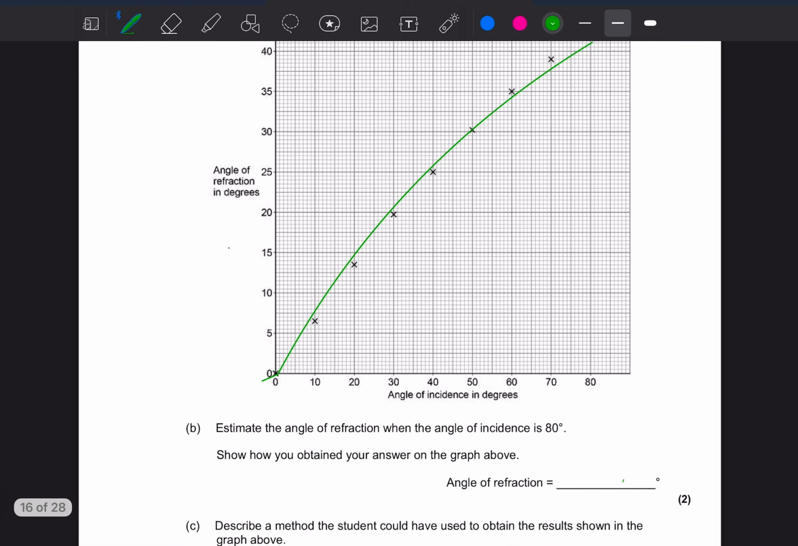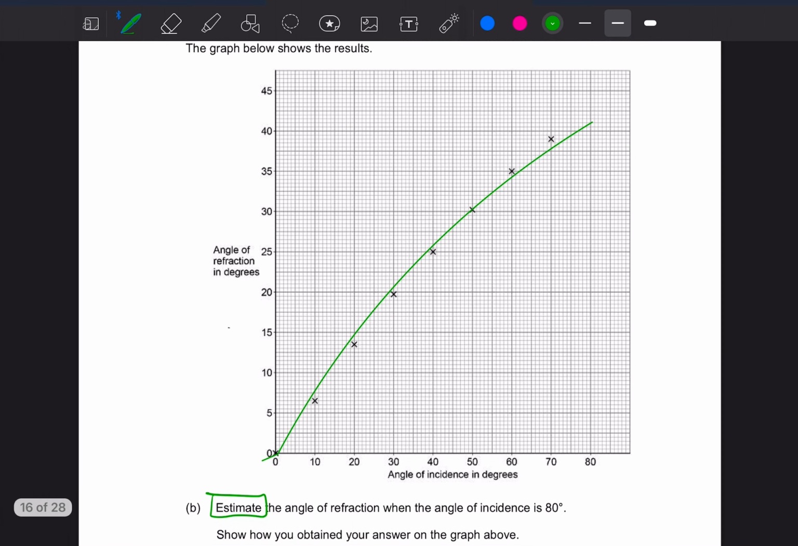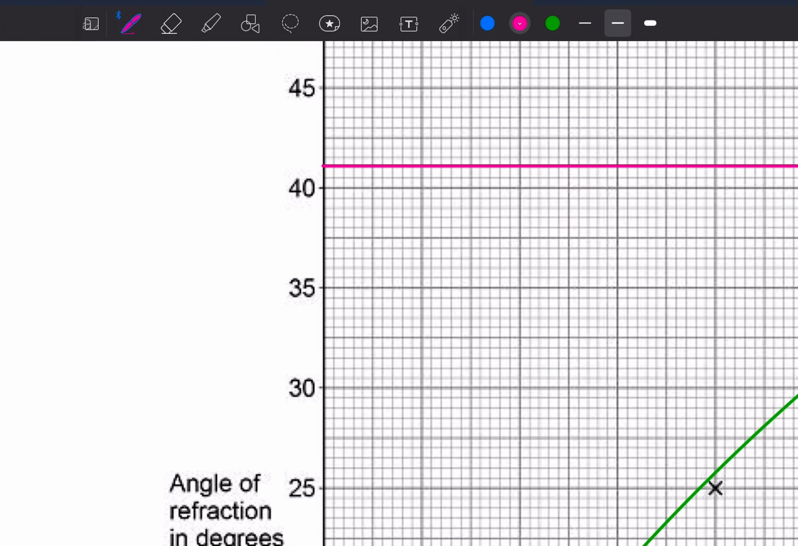So it wants us to estimate the angle when the angle of incidence is 80. I'm going to use a pink pen to make this a little bit easier. So we draw the line up to 80. The reason I'm estimating is because we haven't actually got a point there. Draw a line across. Luckily I can get a straight line. So you would use a ruler, obviously, and that allows us to get that reading.